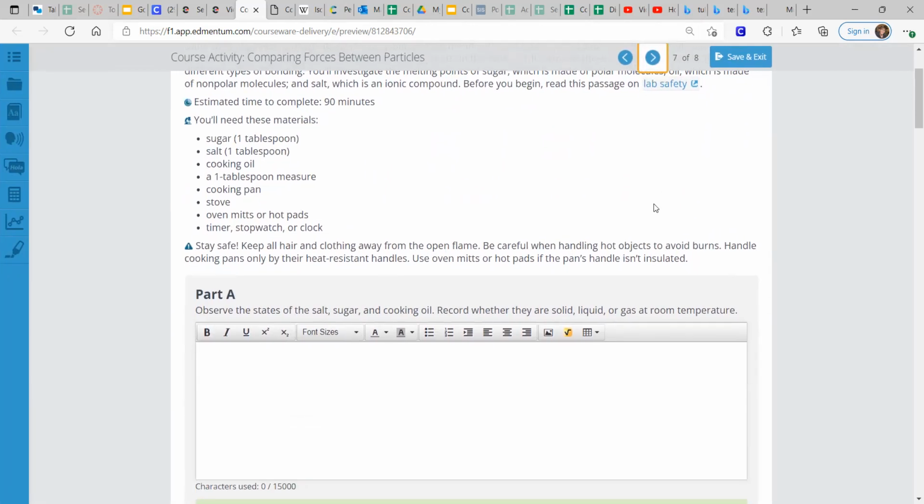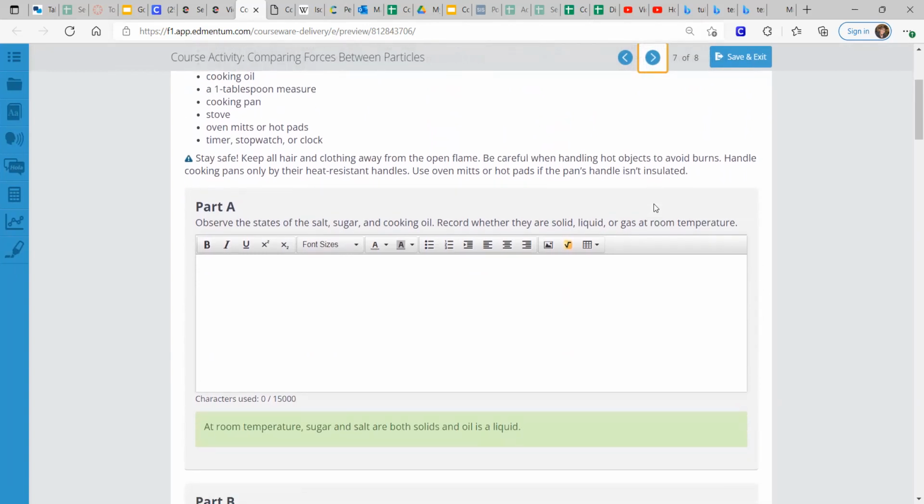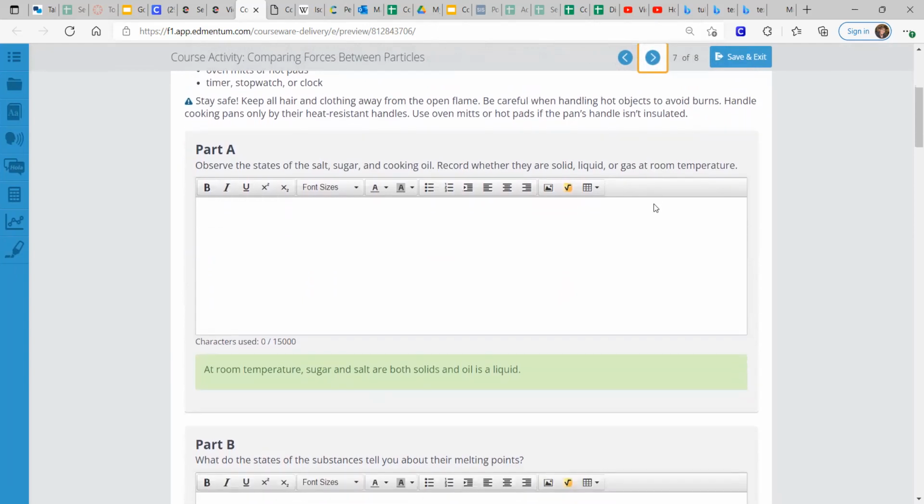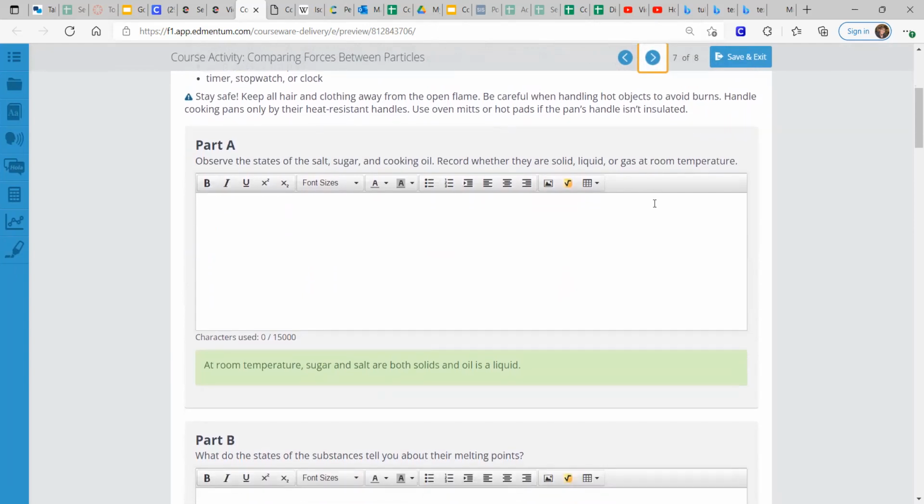Keep all hair and clothing away from open flame. Be careful when handling hot objects to avoid burns. Handle cooking pans only by their heat-resistant handles. Use oven mitts or hot pads if the pan's handle isn't insulated.